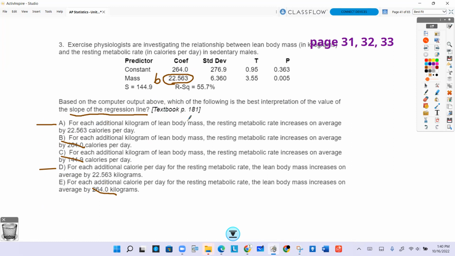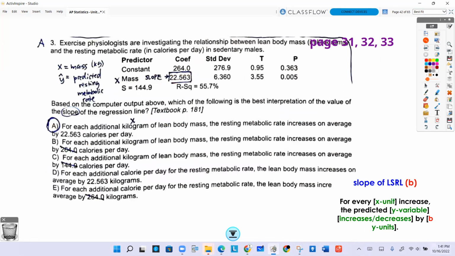For each additional kilogram of lean body mass, the resting metabolic rate increases on average of 22.563 calories per day, or for each additional calorie per day for the resting metabolic rate, the lean body mass increases on average by 22.563 kilograms.